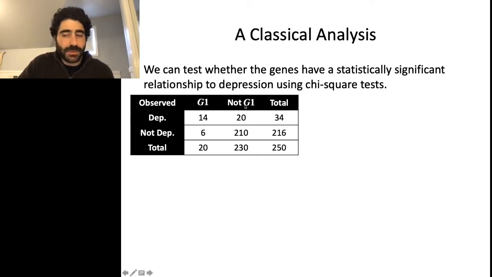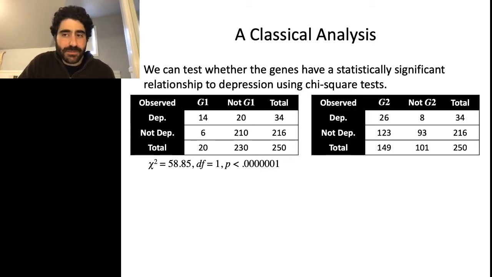If we run that chi-square test, we get a super tiny p-value, right? And you can see why: if you don't have this genetic variant, you're overwhelmingly likely not to have depression. If you do have this genetic variant, then you're more likely to have depression than not, right? So this shows a pretty strong relationship between these two things.